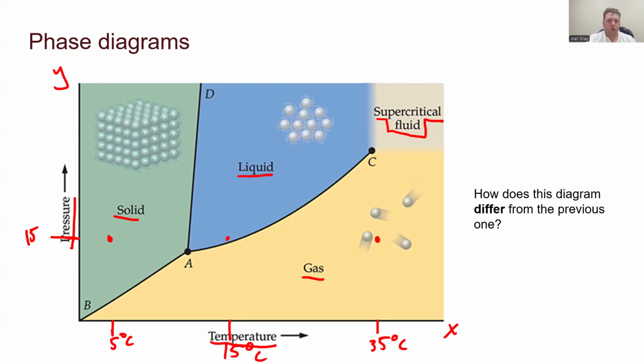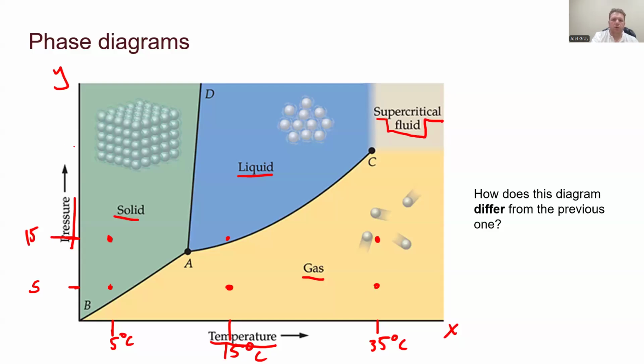So if your pressure remains constant, it's entirely possible that your sample will transition from a solid to a liquid to a gas, all depending on the temperature. Now, if you drop this sample down to 5 pressure, then at 5 degrees Celsius, it's solid. At 15, it's a gas. And at 35, it's also a gas.